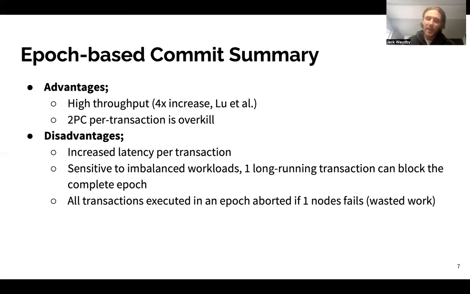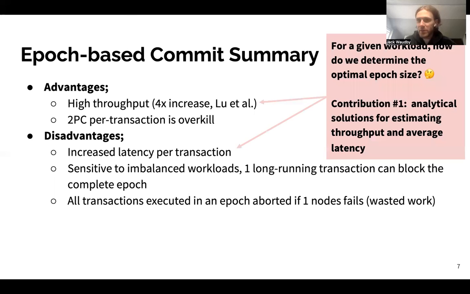The next thing to note is that when a database node fails, all of the other transactions executed at all of the other database nodes in the system are also aborted. So we can get an extremely large amount of wasted work that needs to be retried when database node failures occur.